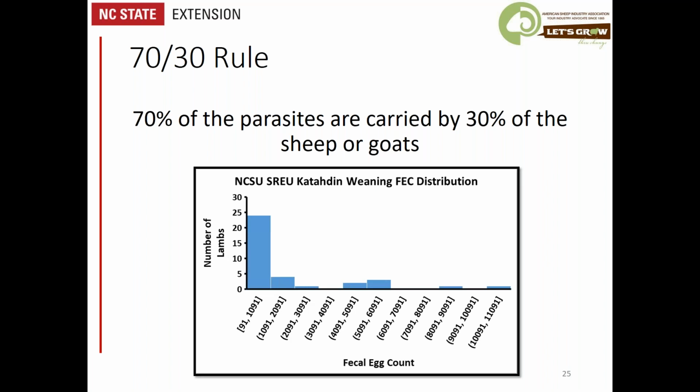I have the distribution here for our Katahdin lambs here on campus, and you can see that the vast majority of our lambs have relatively low fecal egg counts. We just have a few individuals that have very high fecal egg counts, very high worm burdens. And so if we can accurately identify the 30% that carry 70% of our worms, that's the problem 30%. That's the 30% that we can think about applying some selection pressure against, getting rid of those animals, culling those animals, or just treating that 30% rather than treating the whole population. And we can be much more effective in that way.